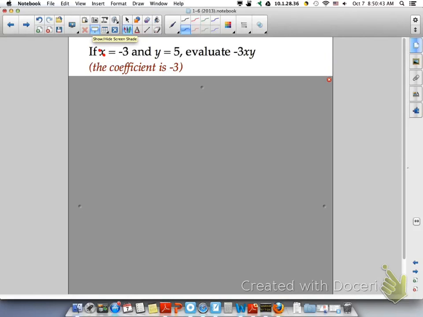Right, if x equals negative 3 and y equals 5, evaluate negative 3xy. And I've given you a little hint there. What is the negative 3? Negative 3 is called the coefficient of the product of x and y. So what you're doing here is multiplying negative 3 times the value of x times the value of y. And can we plug in? Yes.